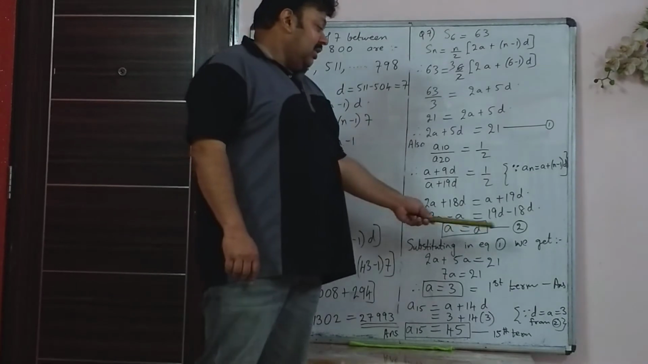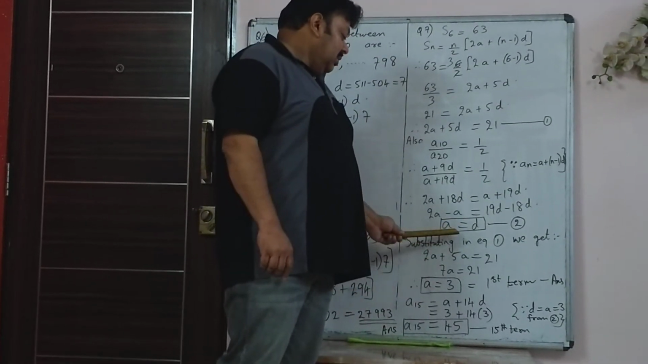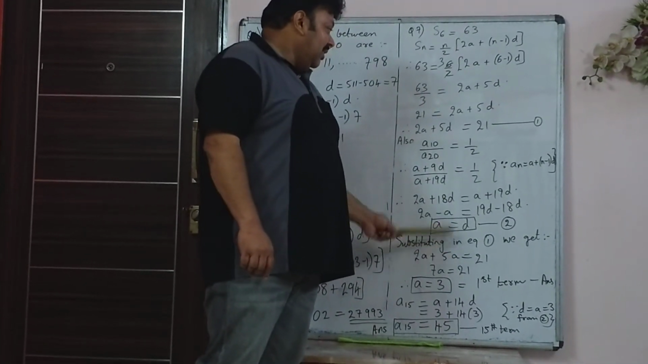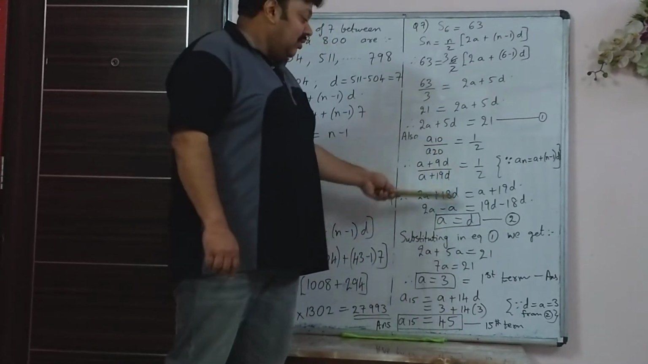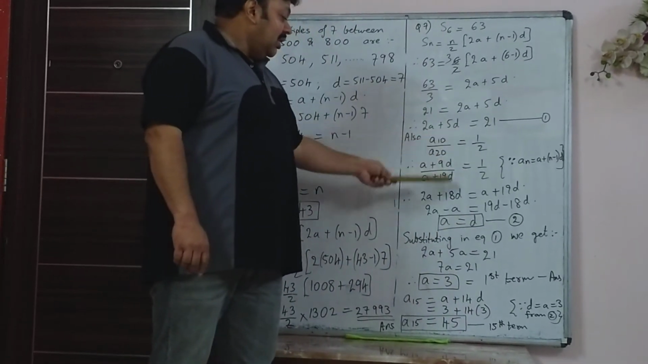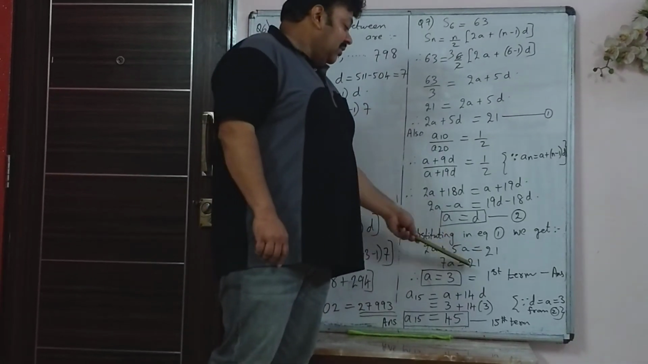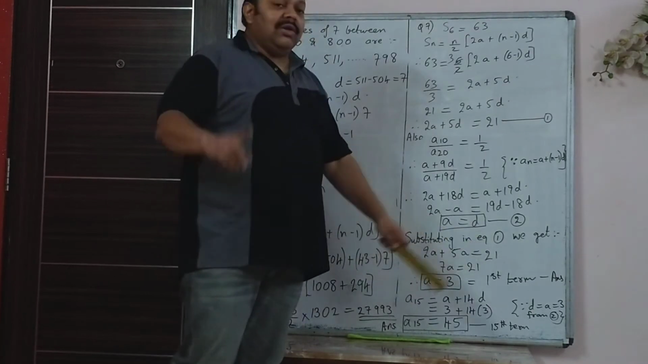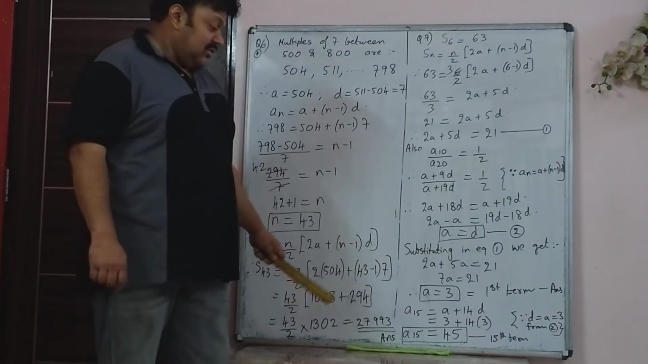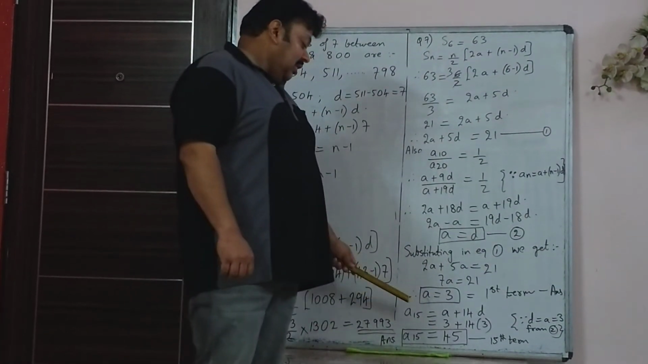So substituting in equation 1, we get a plus 5a is 21, because now you have written d is equal to a. So instead of d, I have written a. So 7a is 21, or a is equal to 3. So that is one of the questions asked, what is the first term? So a is equal to 3.